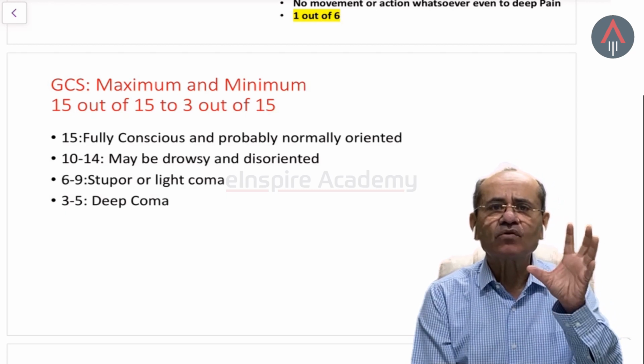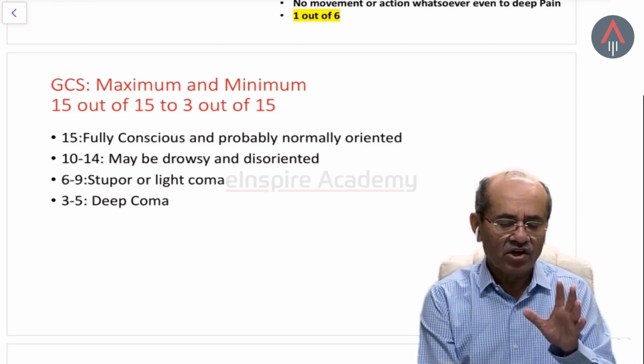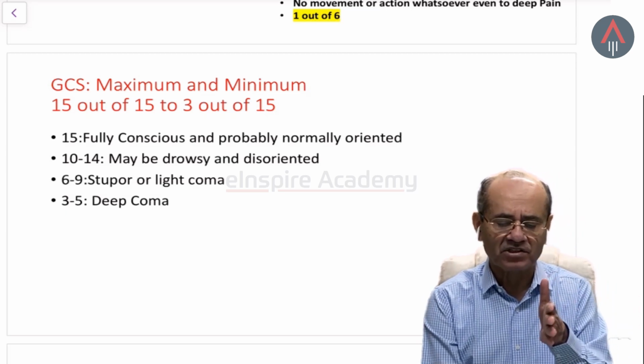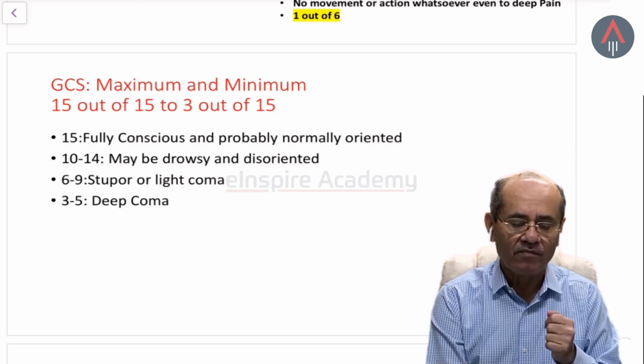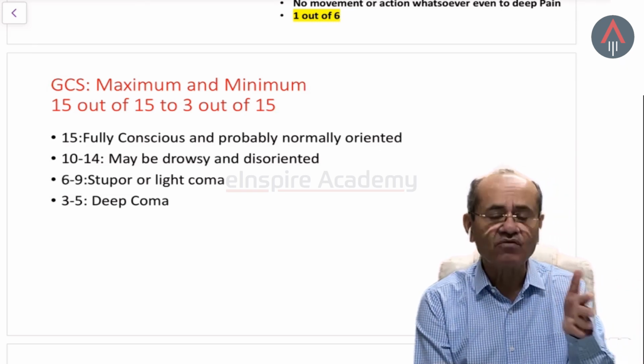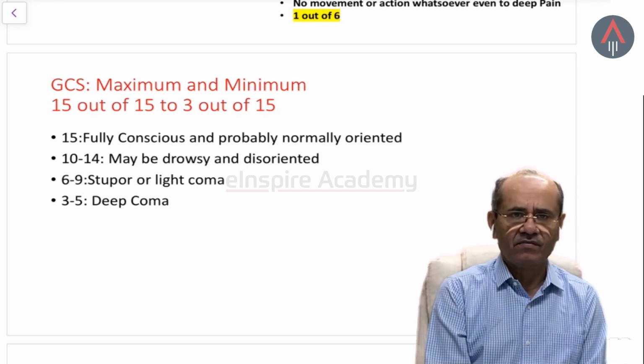So if the patient's score is around 10 to 14, he may be drowsy and disoriented. If the score is between 6 to 9, the patient is in a stupor or light coma, though we don't use the word light coma. And if the score is 3 to 5, he is in a deep coma. This is often the case.